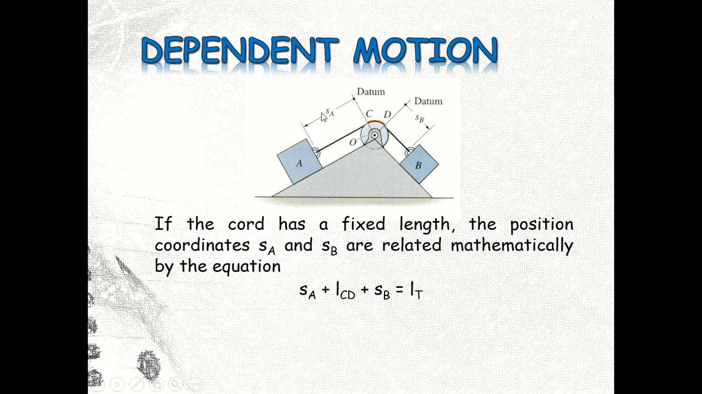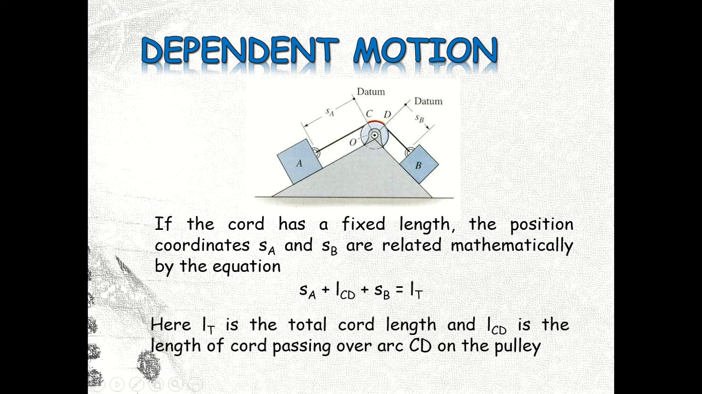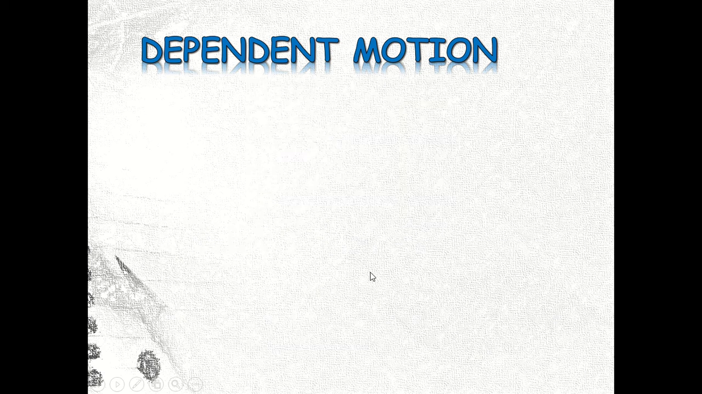This position coordinates here, and as well as this one. So here the LT is the total chord length, and LCD is the length of chord passing over arc CD. So this is our arc CD, which is on the pulley. All right.